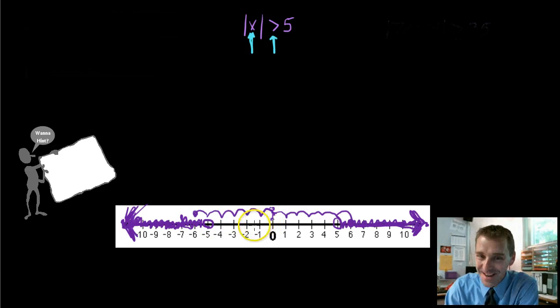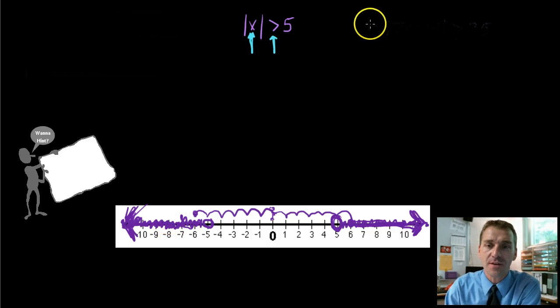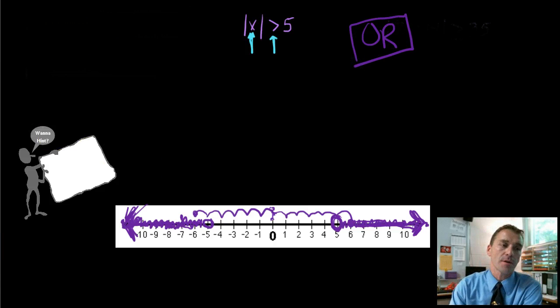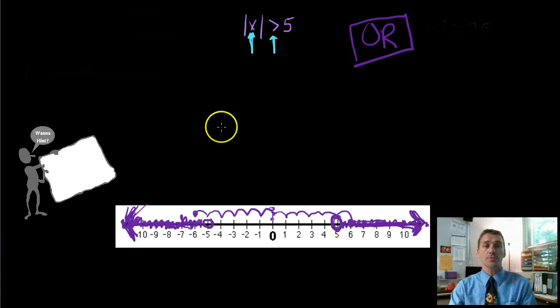But what I want you to look at is this. What does this graph look like? Open circles shaded to the right, open circles shaded to the left. You got it. That looks like this. It looks like an OR compound inequality. And by golly, it absolutely is.